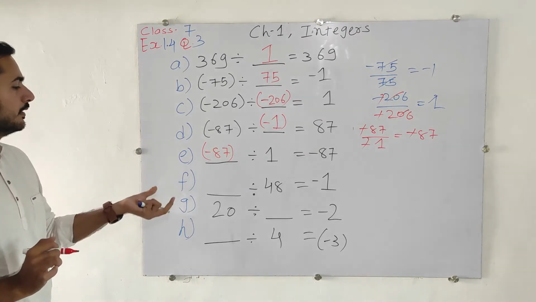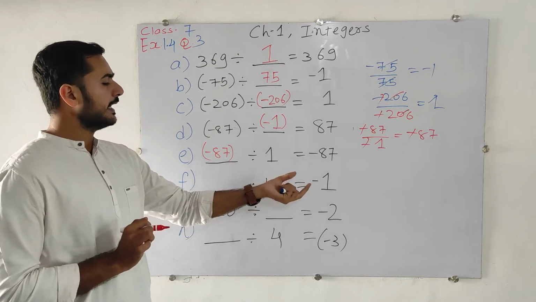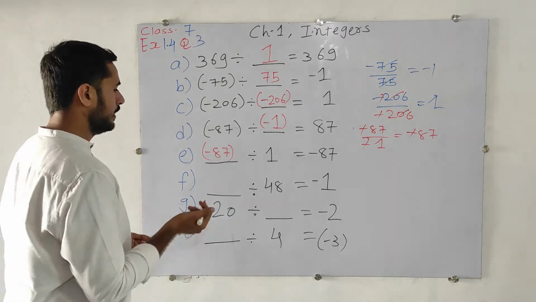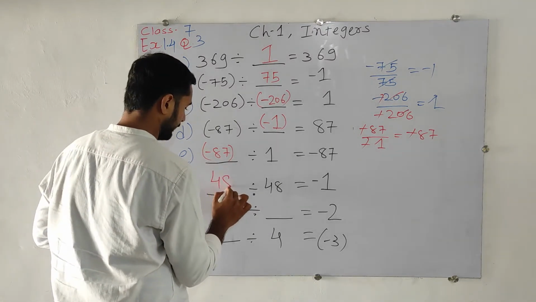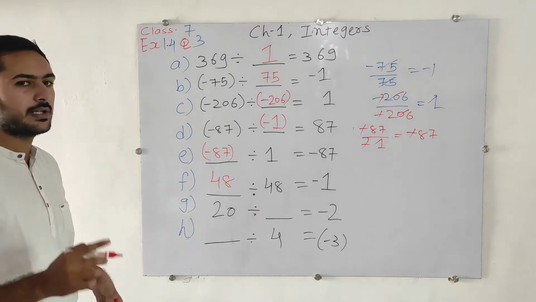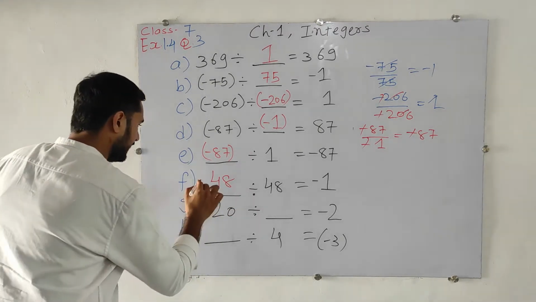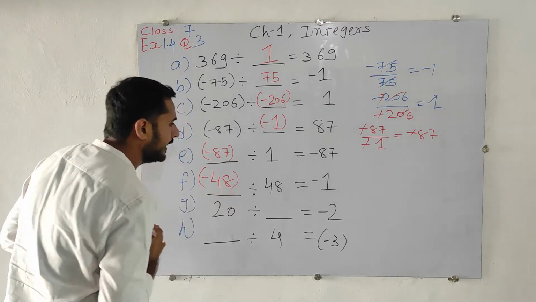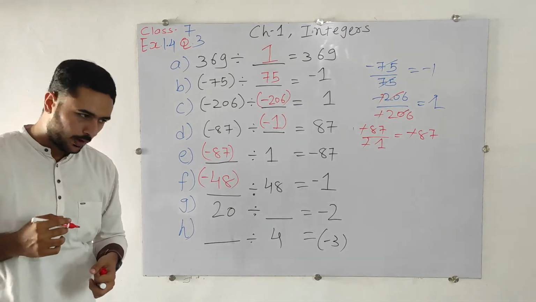Now F: a number divided by 48 is equal to minus 1. If I divide 48 by 48, the answer is positive 1. But if I put a minus sign over there, then that is minus 1.